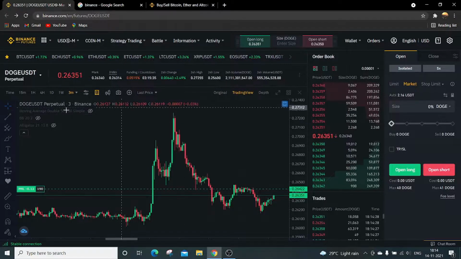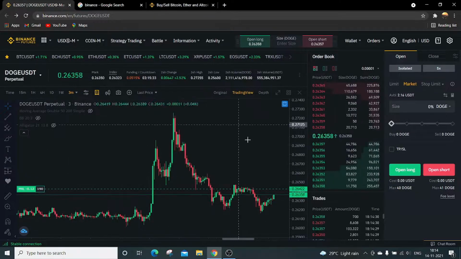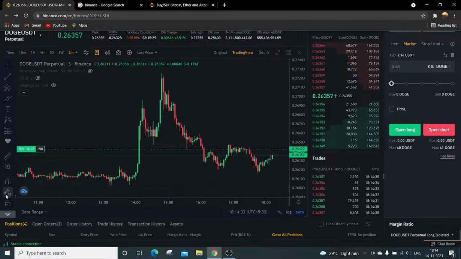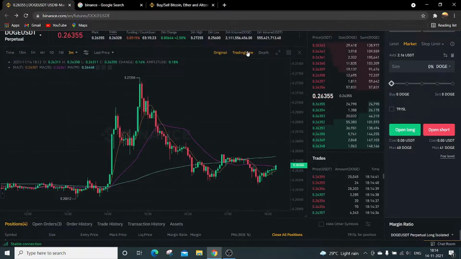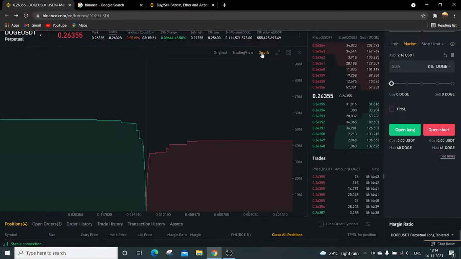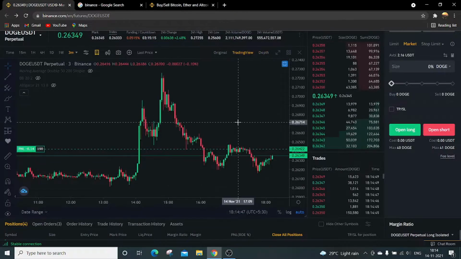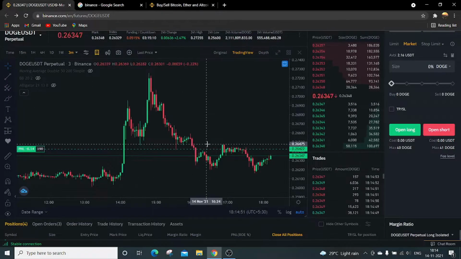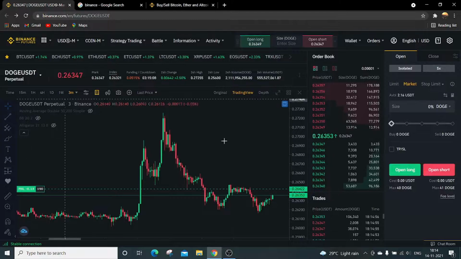Okay, then this is the main TradingView chart. This is the candlestick chart. These are the drawing tools. Okay, there are three types of charts. First is original, then the TradingView, and third is the depth. It will show us how much is the depth of the market in terms of volume. This is a Doge USDT pair chart on Binance Futures, right?